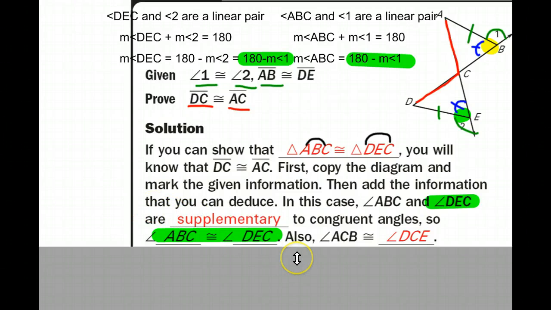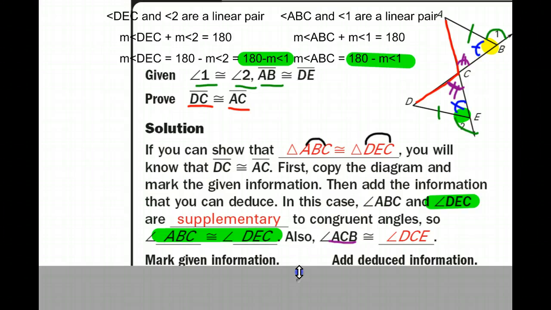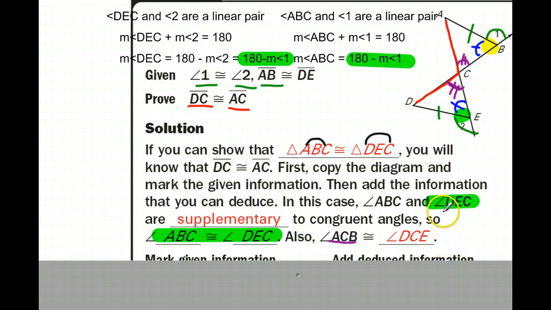There's also another pair of angles that are congruent, and it may not have been given to us, but it's obvious because we know that they form a very special angle pair in geometry. If we look at angle ACB and angle DCE, you notice that they are a pair of vertical angles, so therefore we know that they are also congruent. So now, based off of our markings, we have two pairs of corresponding angles of the triangle that are congruent, and we have one pair of corresponding sides that are congruent.